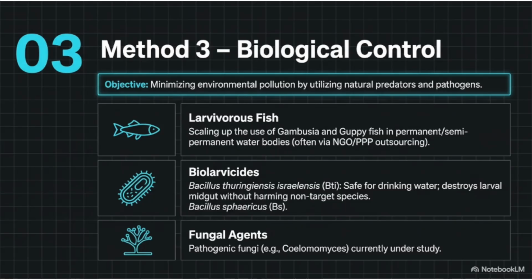It includes biolarvicides such as Bacillus thuringiensis israelensis, which is safe for drinking water and destroys the larval midgut without harming non-target species, along with Bacillus sphaericus. And it includes fungal agents such as pathogenic fungi like Coelomomyces, which are currently under study.